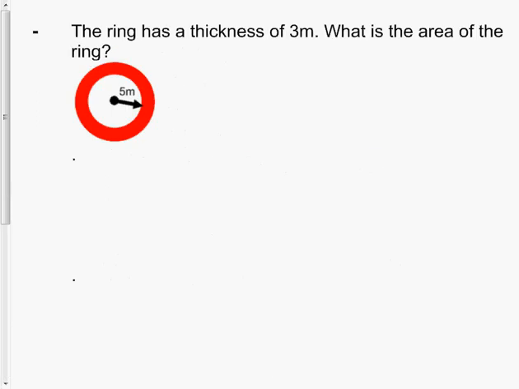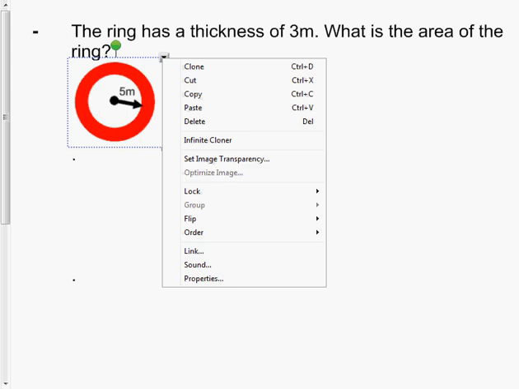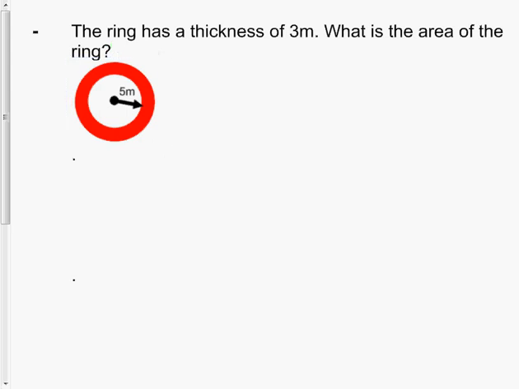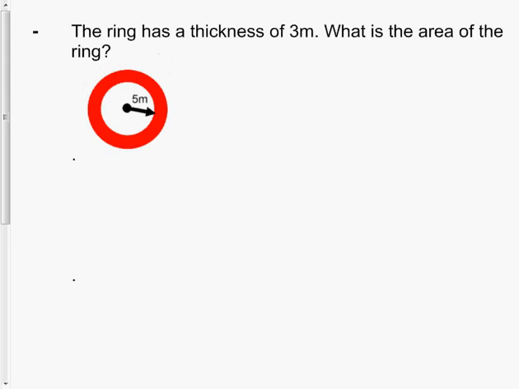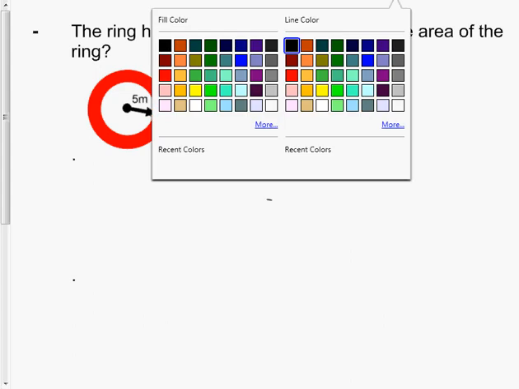And your next question says a ring has a thickness of 3 meters. What is the area of the ring? So for this one, if I take my picture and I ungroup all these things. Oh, can I do that? I can't. It won't let me. So if I think of this red circle here, I'll make a red circle because I can do that.